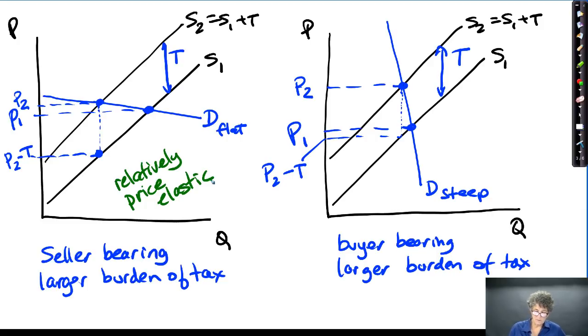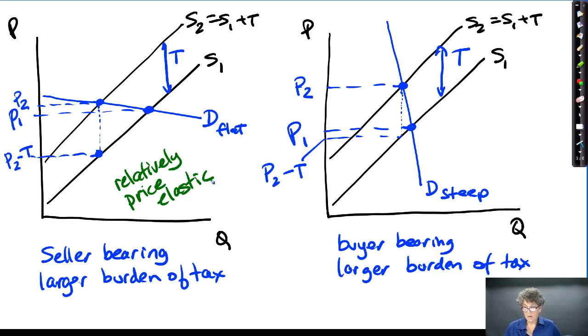A relatively flat demand curve is consistent with demand being relatively price elastic. Relatively price elastic simply means that the buyers respond a lot. They have a very elastic, big response to a change in the price, which is what we get when we have a flat demand curve. And when the demand is relatively price elastic, the sellers are going to bear the larger burden of the tax.